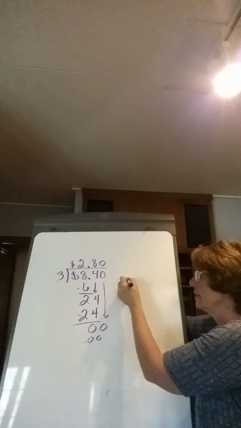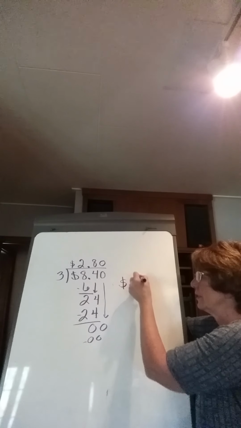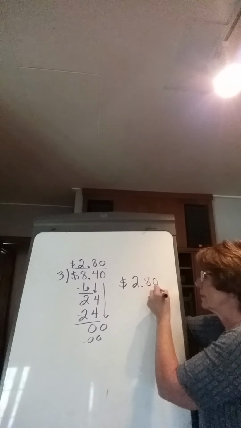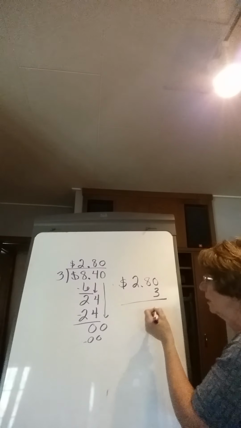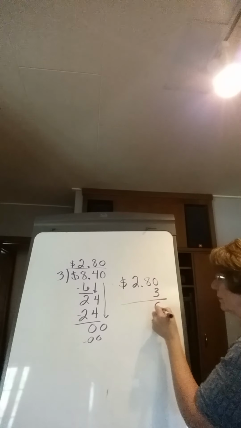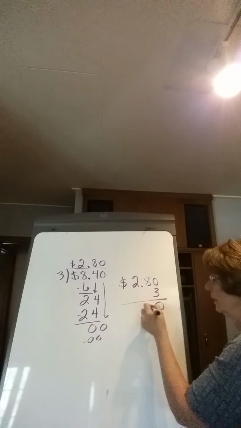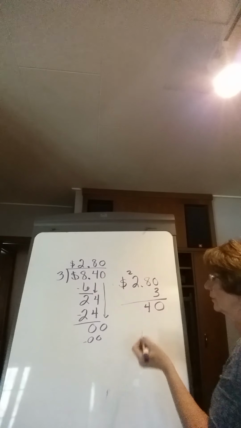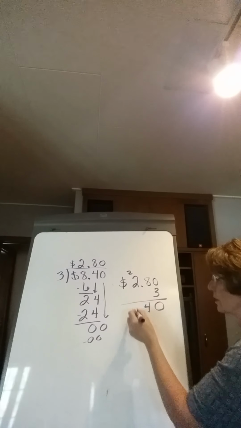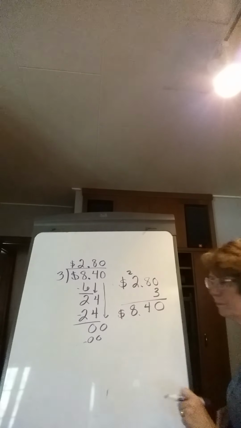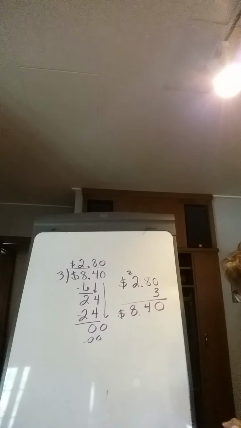The way you check it, don't forget to do your dollar signs. $2.80 times 3. So 0 times 3 is 0. 8 times 3, put it right down below. 24, carry your 2. 2 times 3 is 6 plus 2 is 8. Dollar sign, decimal point. Just like that. All right, you guys.